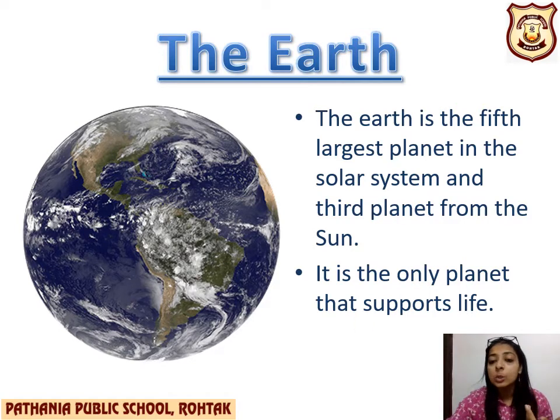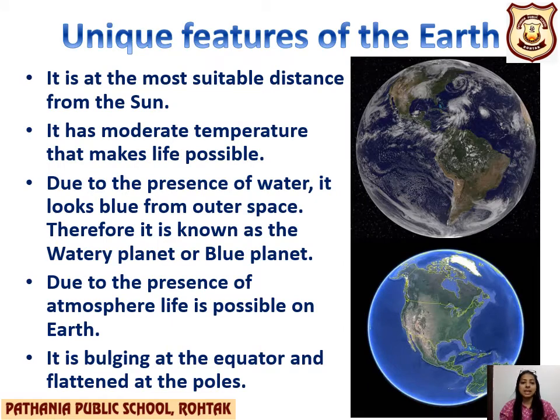And why it is only planet? Because it has some unique features. And what are that unique features? So that is the unique features. It is at the most suitable distance from the sun. That means it is neither close to the sun nor far away from the sun. ना तो ये sun के बहुत ज़्यादा पास है और ना ही ये sun से बहुत ज़्यादा दूर है.